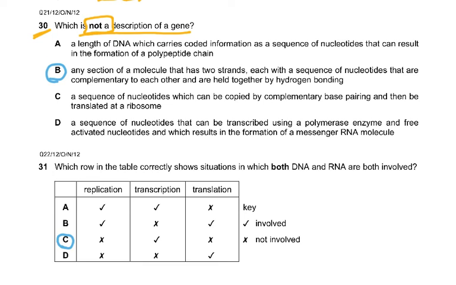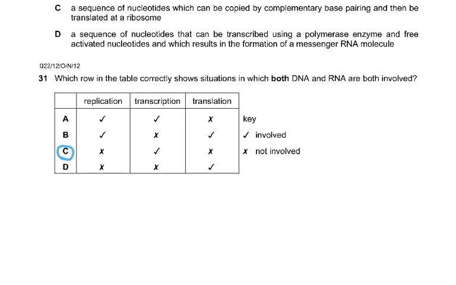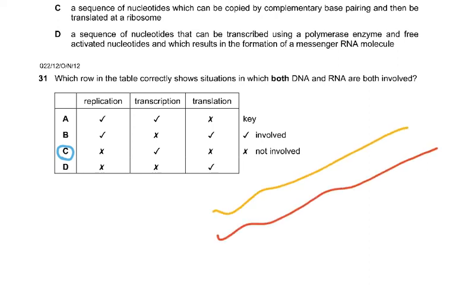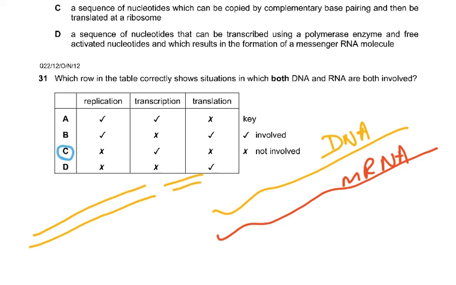Then question number 31: which row in the table correctly shows situations in which both DNA and RNA are involved? It's only DNA and RNA in transcription only. You see, DNA to mRNA. In DNA replication, just DNA replicates and forms a copy of the two strands. In translation, it is mRNA to protein. So here it said both DNA and RNA are only in transcription.